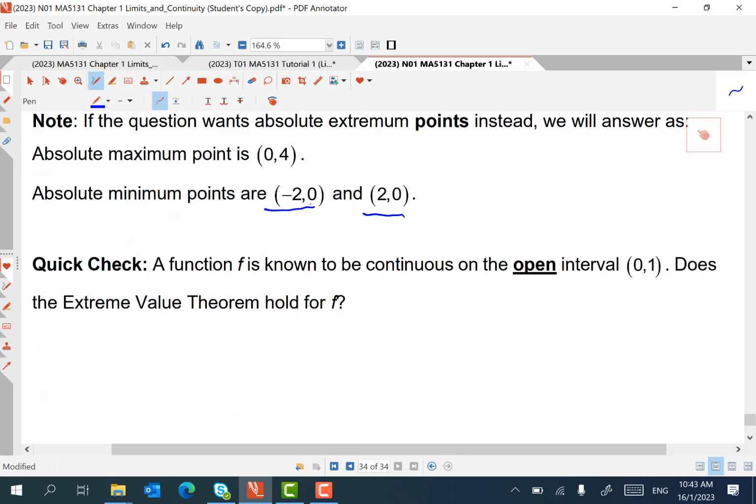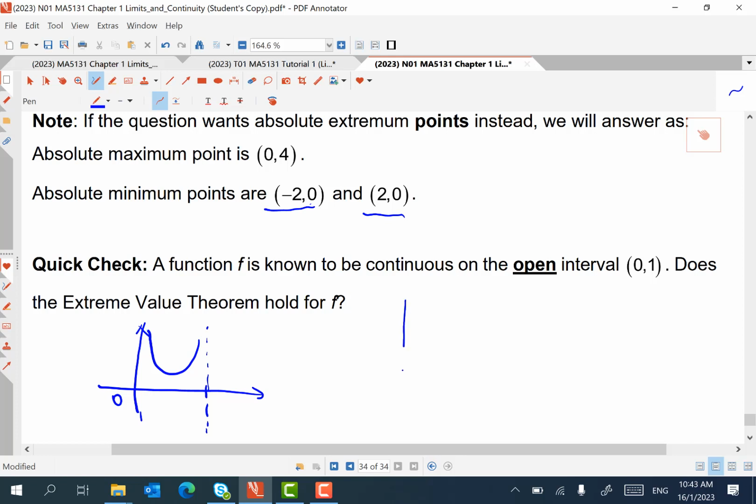If it's an open interval, do you think that this theorem will hold? So you draw a simple diagram to illustrate that this may not hold if your function is like that. For example, if it's like that, yes, absolute minimum, but not the maximum.